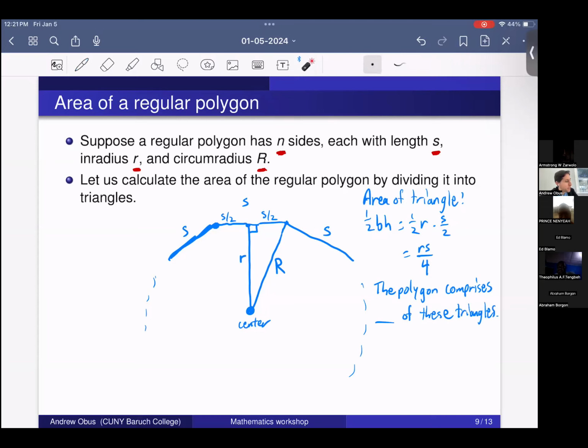So how many of these triangles do I have to put together to make the whole polygon, right? I mean, I can put another one here, and then another one here for the next side, and another one here, and so on, right? And so on. So if I want to make the whole polygon up of these triangles, how many of them, and remember, the polygon has n sides. So how many triangles do I need like this to cover the entire polygon?